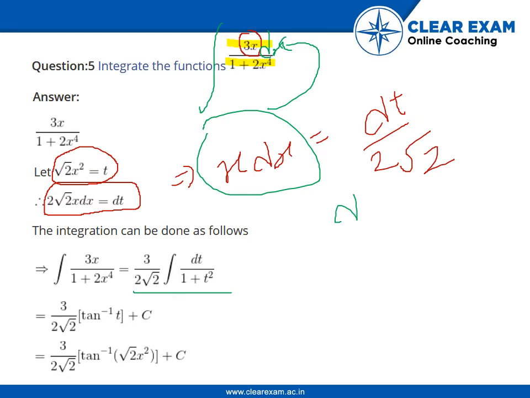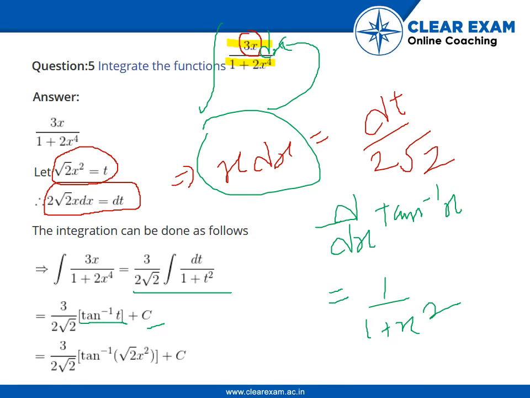Now we already know that differentiation of tan inverse x with respect to x is 1 upon 1 plus x square. So the integration is just vice versa. So the integration of 1 upon 1 plus x square is tan inverse x. So we get tan inverse t plus c, where c is an arbitrary constant.